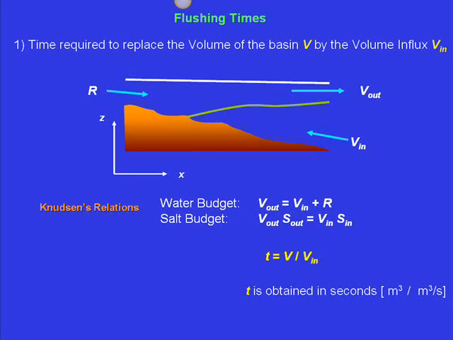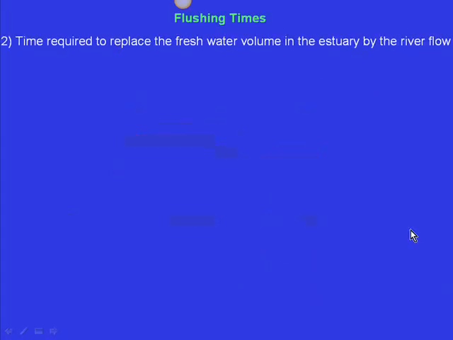So you can use that one with simple measurements of the salinity of the water that goes out of the basin, the salinity that comes into the basin, and values of river discharge. With that, you can estimate the residence time, right? And you'll get one value in days or in months, whatever you want. There's another definition. It would be the time required to replace the freshwater volume in the estuary by the river flow.